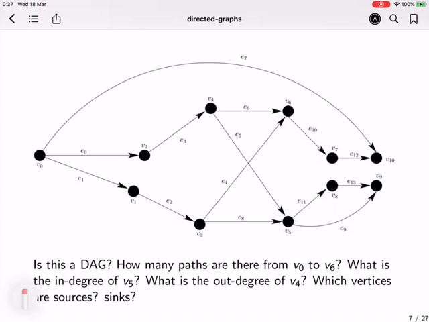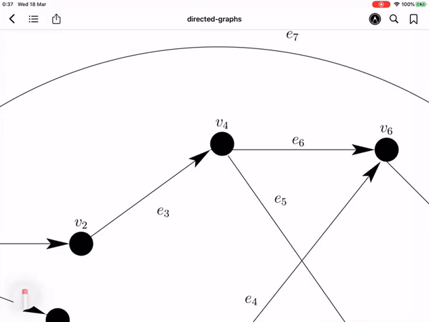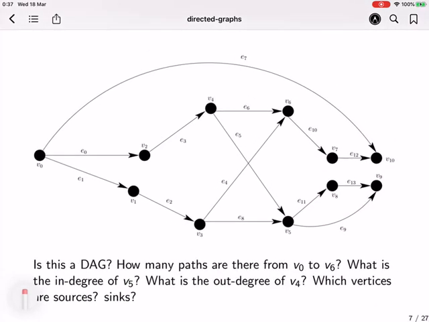What about V4? What can we say about the out-degree of V4? Well, we have three edges which are incident to V4: E3, E5, and E6. E3 enters V4, E5 emanates from V4, and E6 also emanates from V4. So the out-degree of V4 is 2.